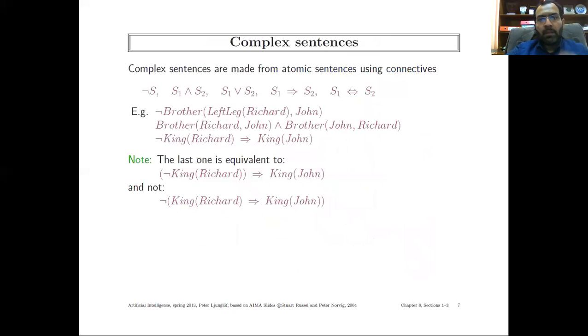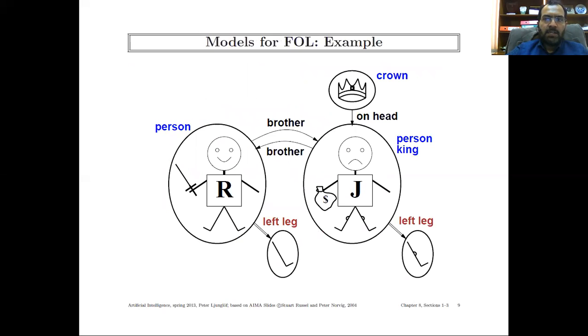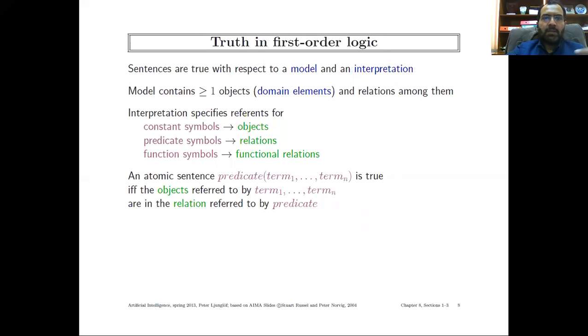Okay, so you can see yourself that complex sentences are those sentences which are built by using atomic sentences. Complex sentences are built by using connectives. You can see S1 and S2, yes, S1 or S2 is possible, S1 implies S2 and S1 biconditional S2, yes, this is possible. Similarly, you can see a lot of relationships being discussed here in the Richard the Lionheart and King John relation.